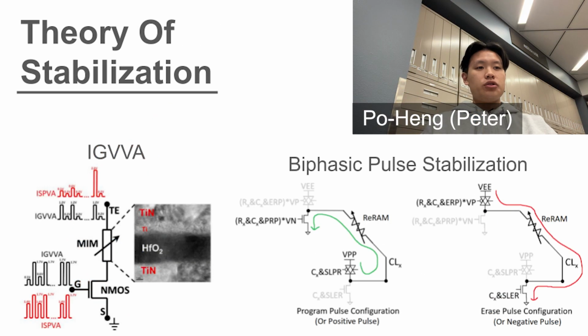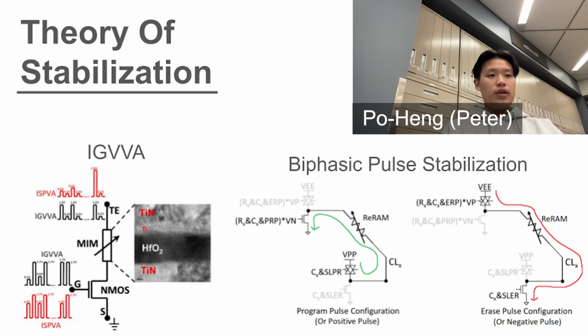For the stabilization theory, one of the key challenges in utilizing ReRAM devices is conductance drifting, where the device conductance deviates from its set value over time due to its physical and material characteristics. This drift introduces noise and inaccuracy, which can significantly impact the performance of our analog neural network. To address this issue, we implemented two stabilization techniques: incremental gate voltage and verify algorithm, and biphasic post stabilization.